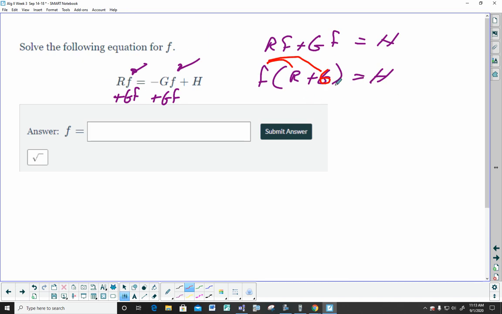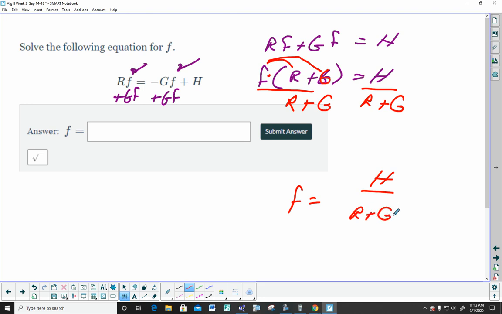All of this is being held to the f by multiplication, so I'm just going to divide both sides by r plus g. Okay, so your answer is f equals h over r plus g. And the same thing I told you about when you do the fraction symbol, you need to put a parenthesis there. Okay.